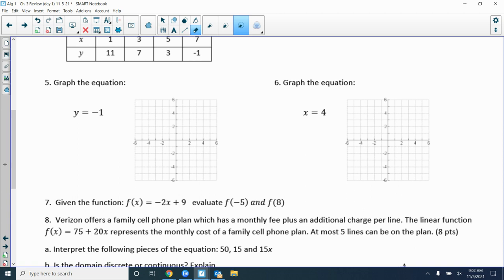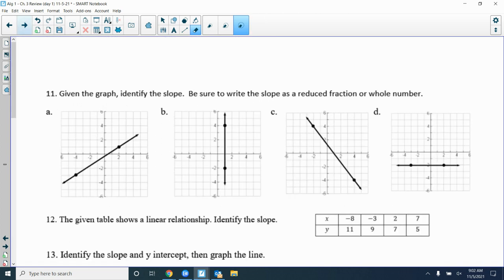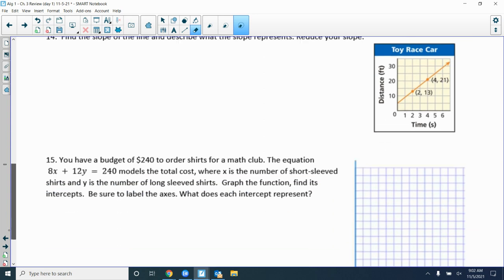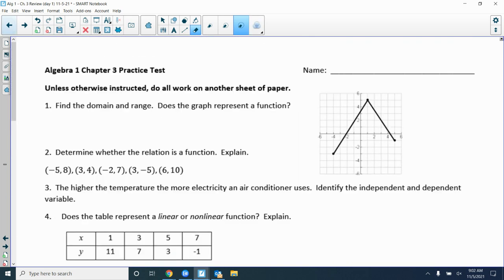Okay, put all your work on a separate sheet, number it, with the exception of graphs. They can go on your practice test. And we'll go over this on Monday as well.